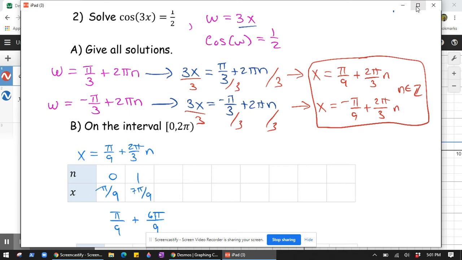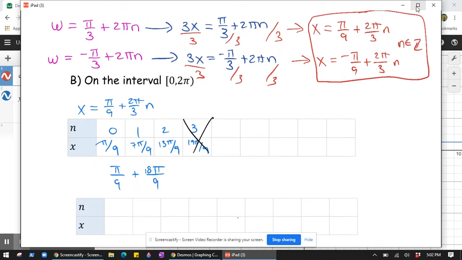When n is 2, that would be 2 times 6 pi over 9. That would make this a 12, and so I get 13 pi over 9. When n is 3, this becomes 6 times 3, which is 18 pi over 9, and I get 19 pi over 9. But notice 19 pi over 9 is greater than 18 pi over 9, which is 2 pi. So we've already exceeded the interval, so we don't care about those answers. That was all from that first family.